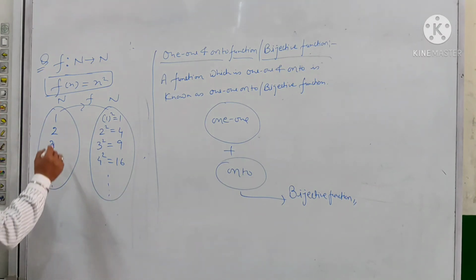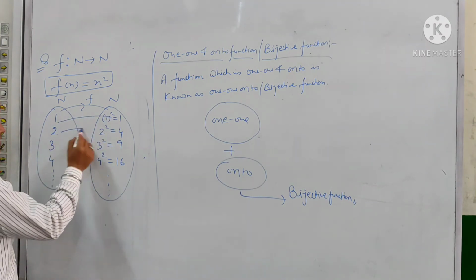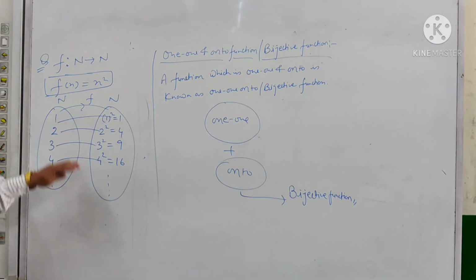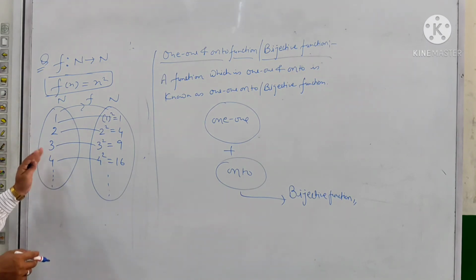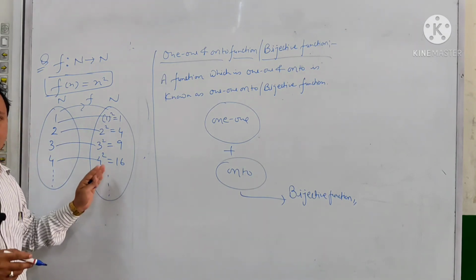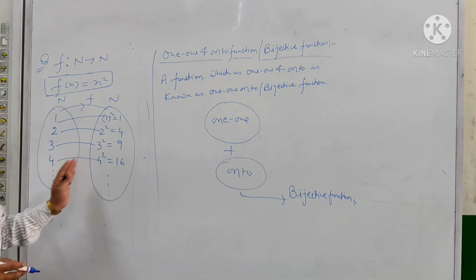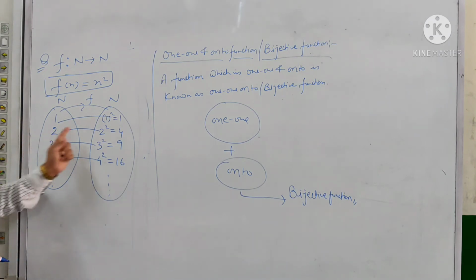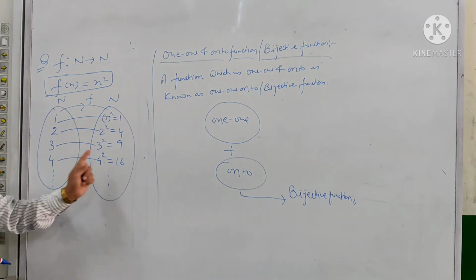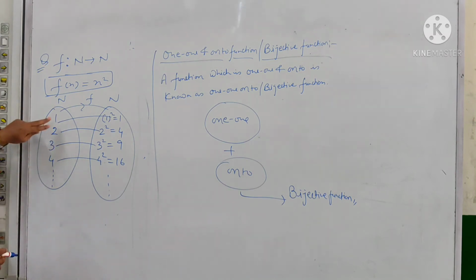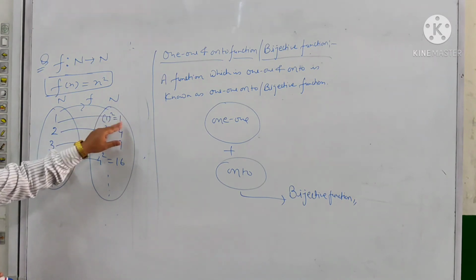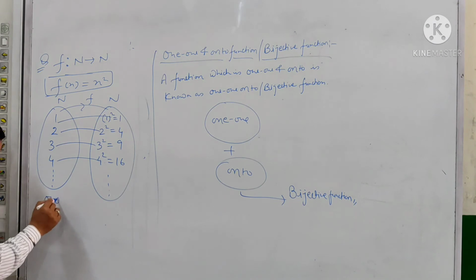Now you can check here. 1 is related to 1 square, 2 is related to 2 square, 3 is related to 3 square, and 4 is related to 4 square. In a similar manner we can relate the elements of set N to other elements of set N. But one thing you might be noticing here is that this association is unique as well as one-to-one. No two elements of the domain are related with the same element of the codomain. So this is a one-one function.